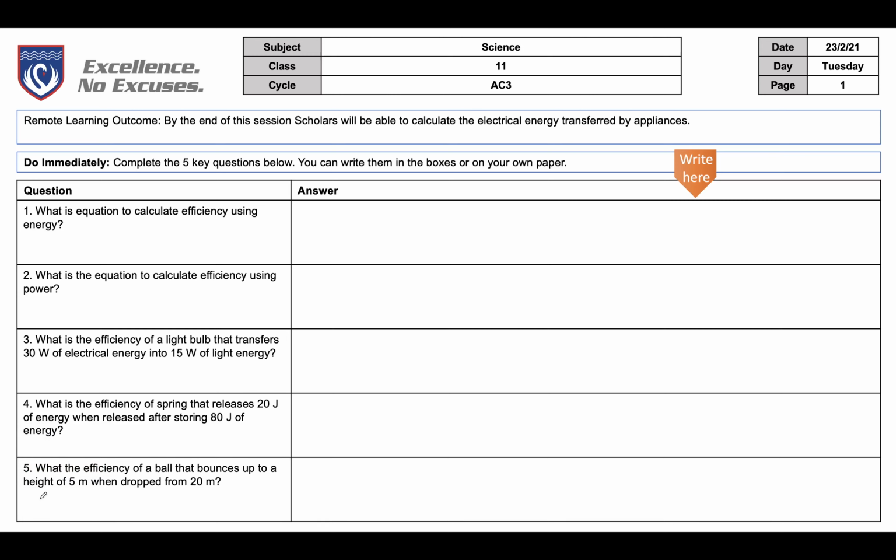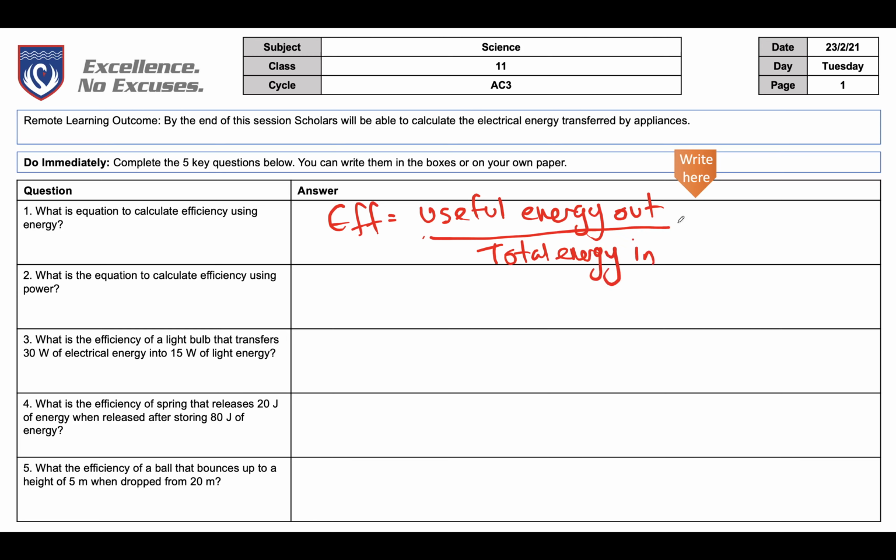Okay, so hopefully you had the following, the equation to calculate efficiency using energy. So your efficiency is useful energy out over total energy in. Okay, so useful energy out over total energy in.